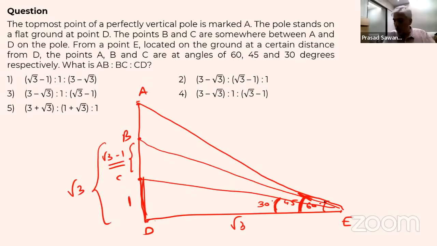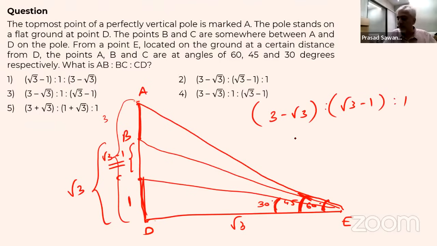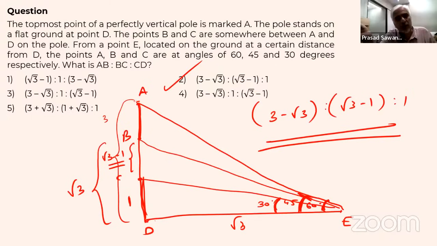And now, when I take the full 60 degrees, AD becomes 3. So therefore, AB becomes 3 minus root 3. So 3 minus root 3, root 3 minus 1, and 1. That's my answer. Is any of the options matching? Yes, the second option is matching. You could start by a lot of other methods. You could start by taking BC as 1 if you're not comfortable. Whichever way you start, you will still get your answer right.